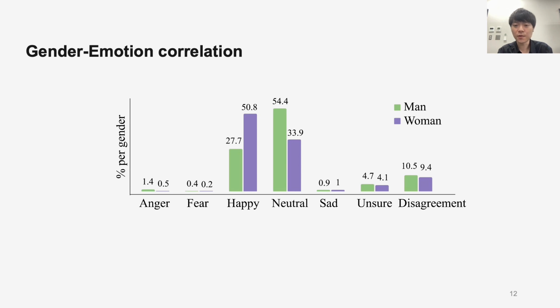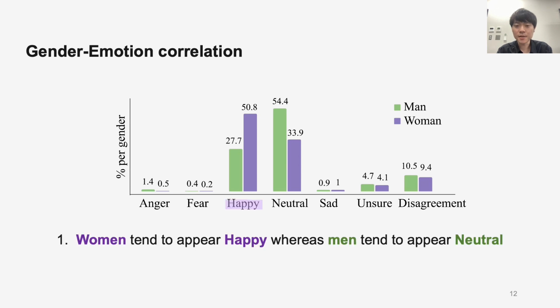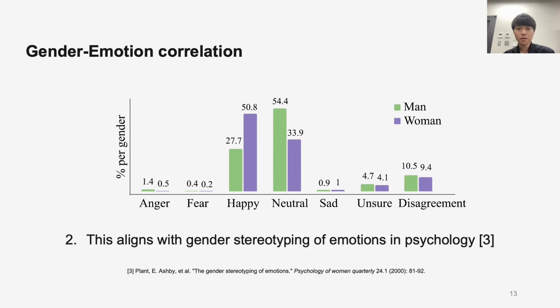To further explore the data, we cross-check gender with contextual attributes. By analyzing region-level emotion statistics per gender, we found that women tend to appear happy, whereas men tend to appear neutral. This finding aligns with gender stereotyping of emotions in psychology.